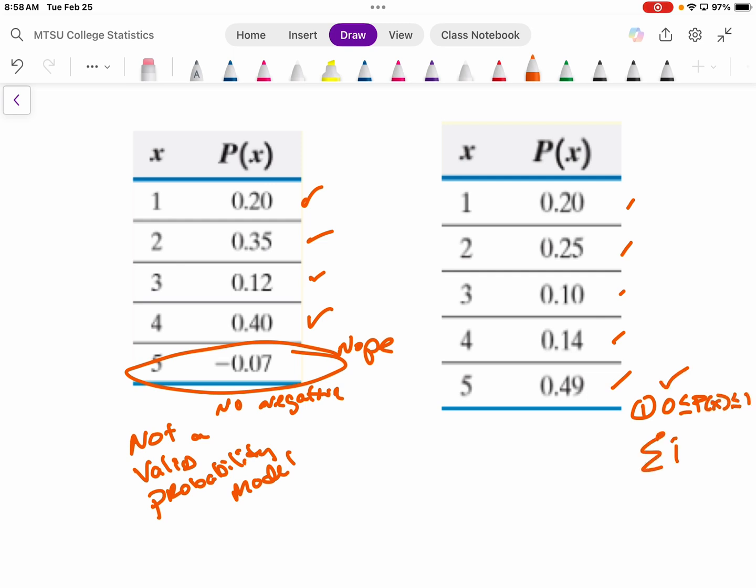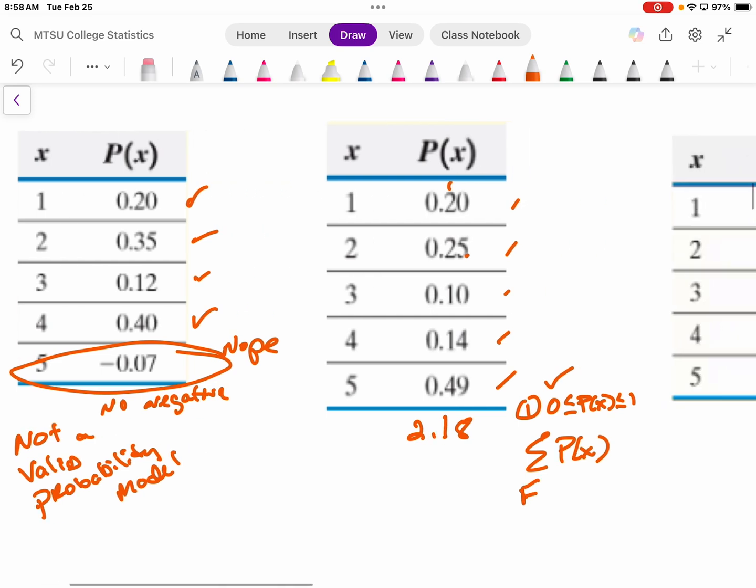Now, what about the sum of the p(x)s? So now I add. So 5, 9, 18, carry the 1. That's 5, 6, 7. Add 4 is 21. So that's 2.18. So we failed on this one because the sum did not equal 1. So we would say on this one again, not a valid. And did I reverse stuff? Did I do bad math? There you go. Thank you, dear. I was thinking that was way too high. So not a valid probability model.